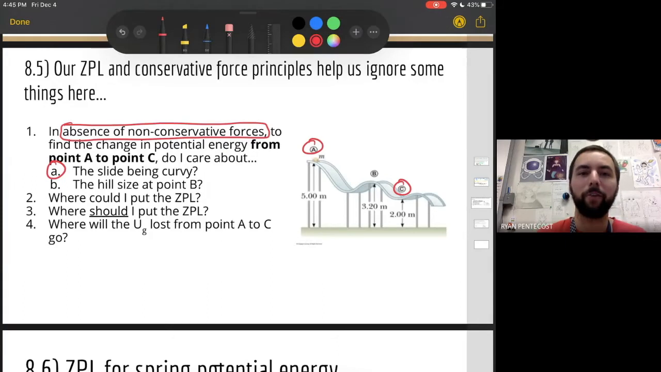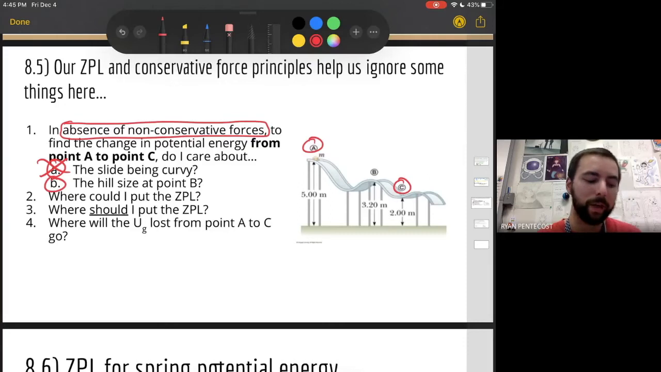Anyway, so if we go from point A to point B, we don't care that the slide is curvy because the path doesn't matter for conservative forces, right? We talked about that in our last video. It doesn't matter for change in potential energy. It doesn't matter if you start at A, go to the space station and back and end at point C. It just cares that you started at A and ended at C, right? So it doesn't matter what happens in the middle. So no, we don't care that the slide is curvy.